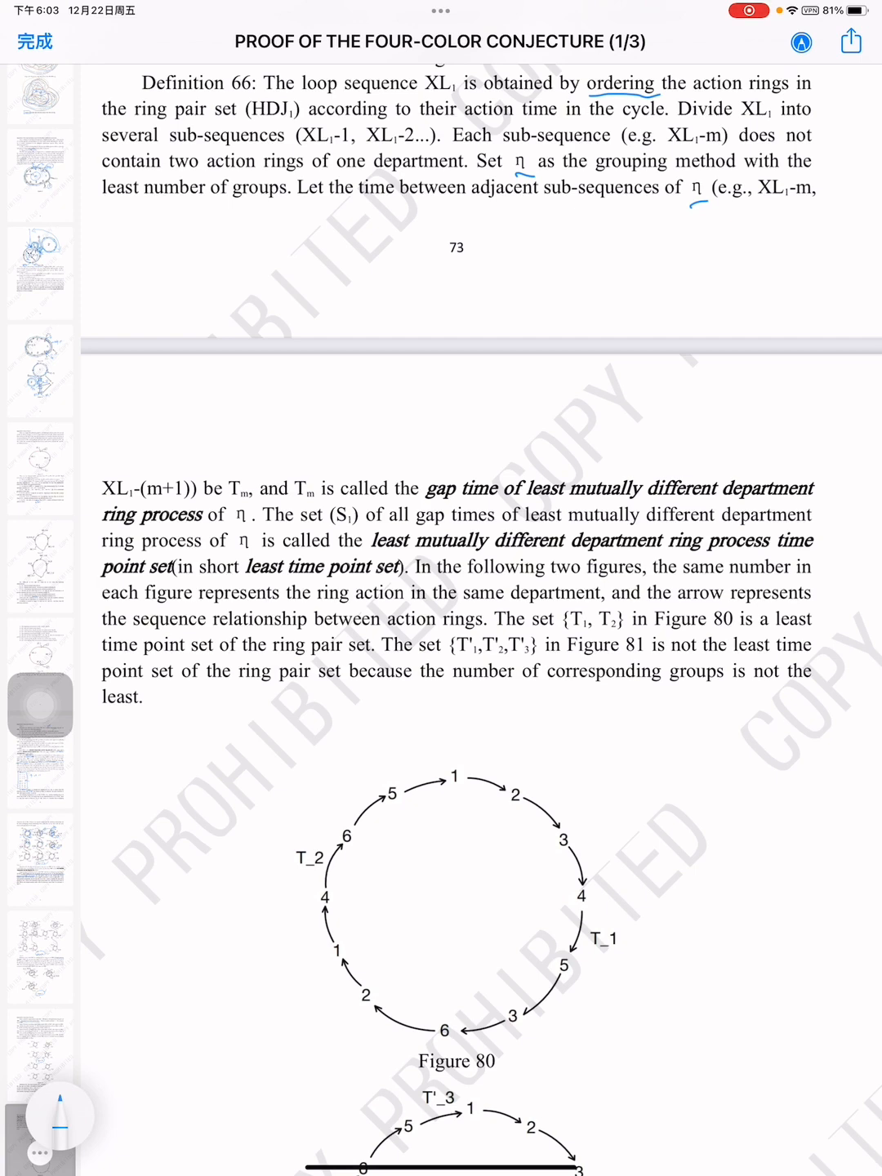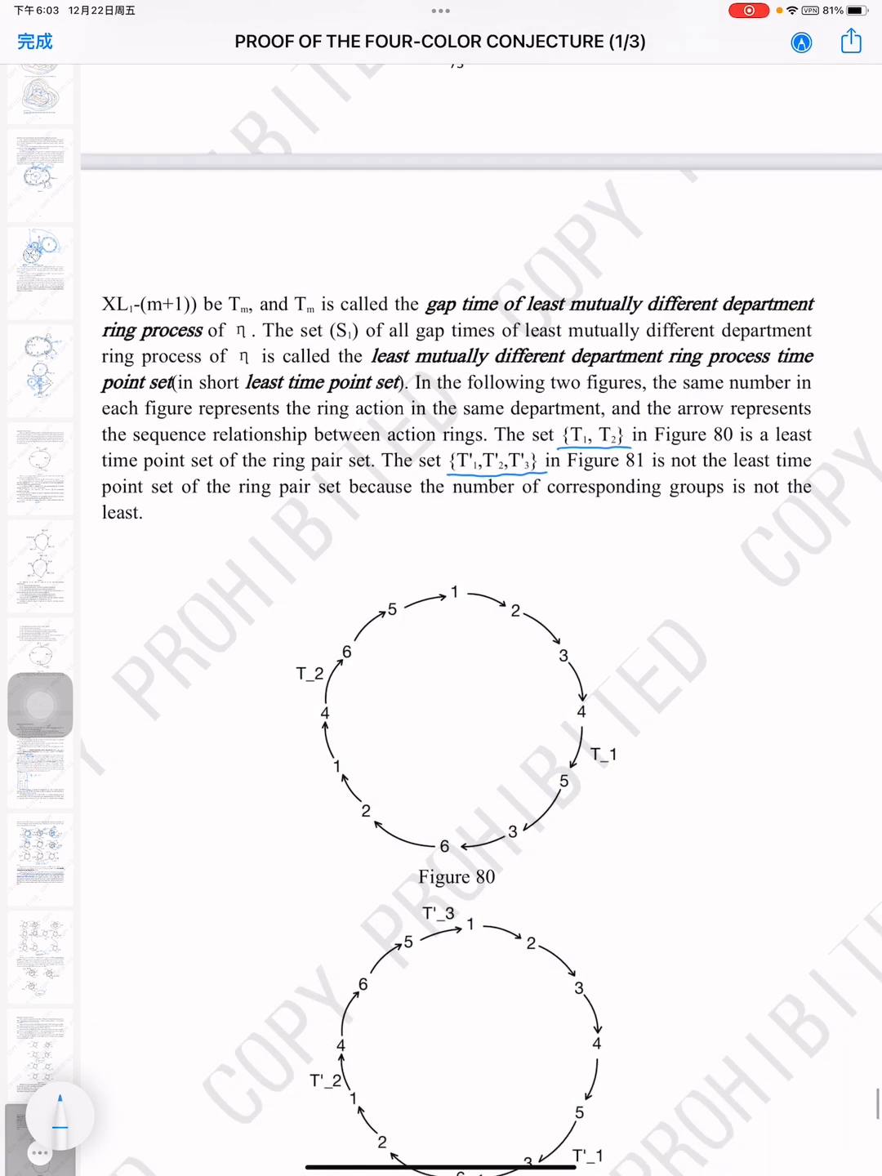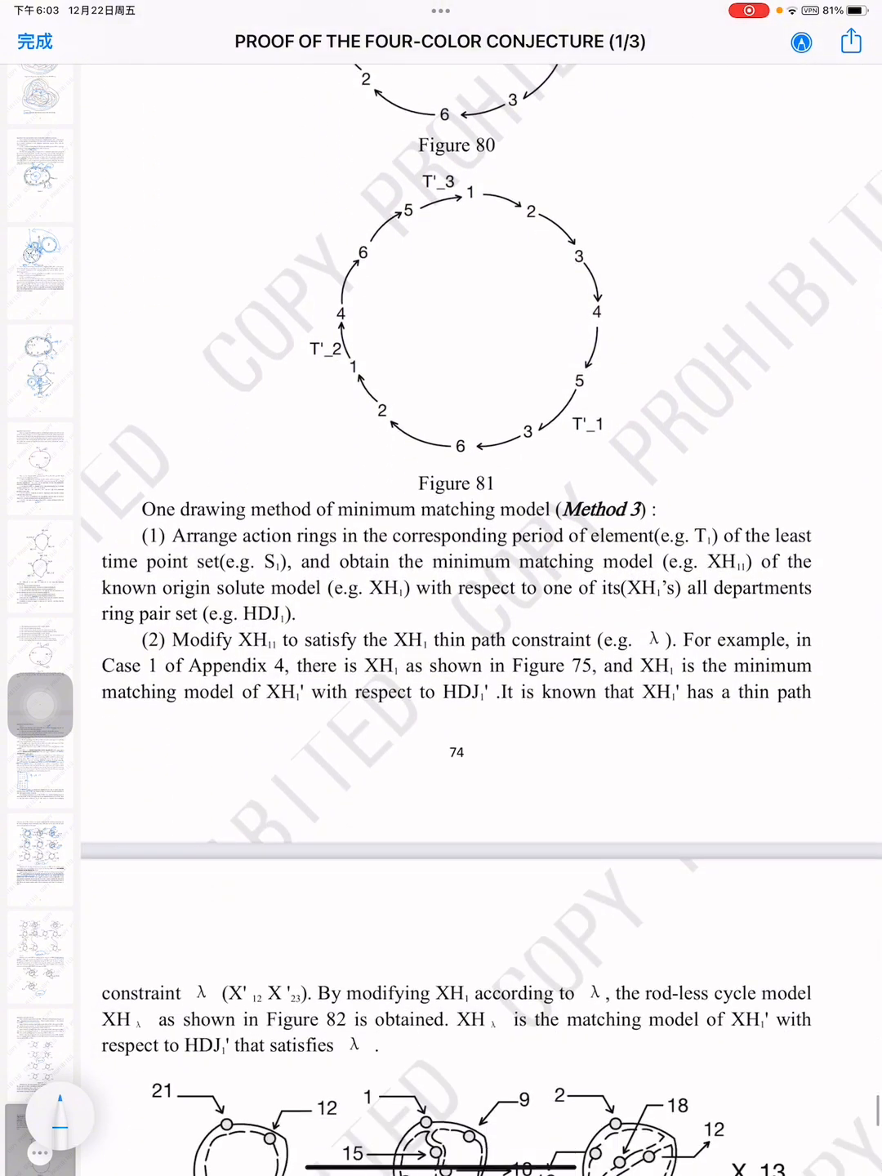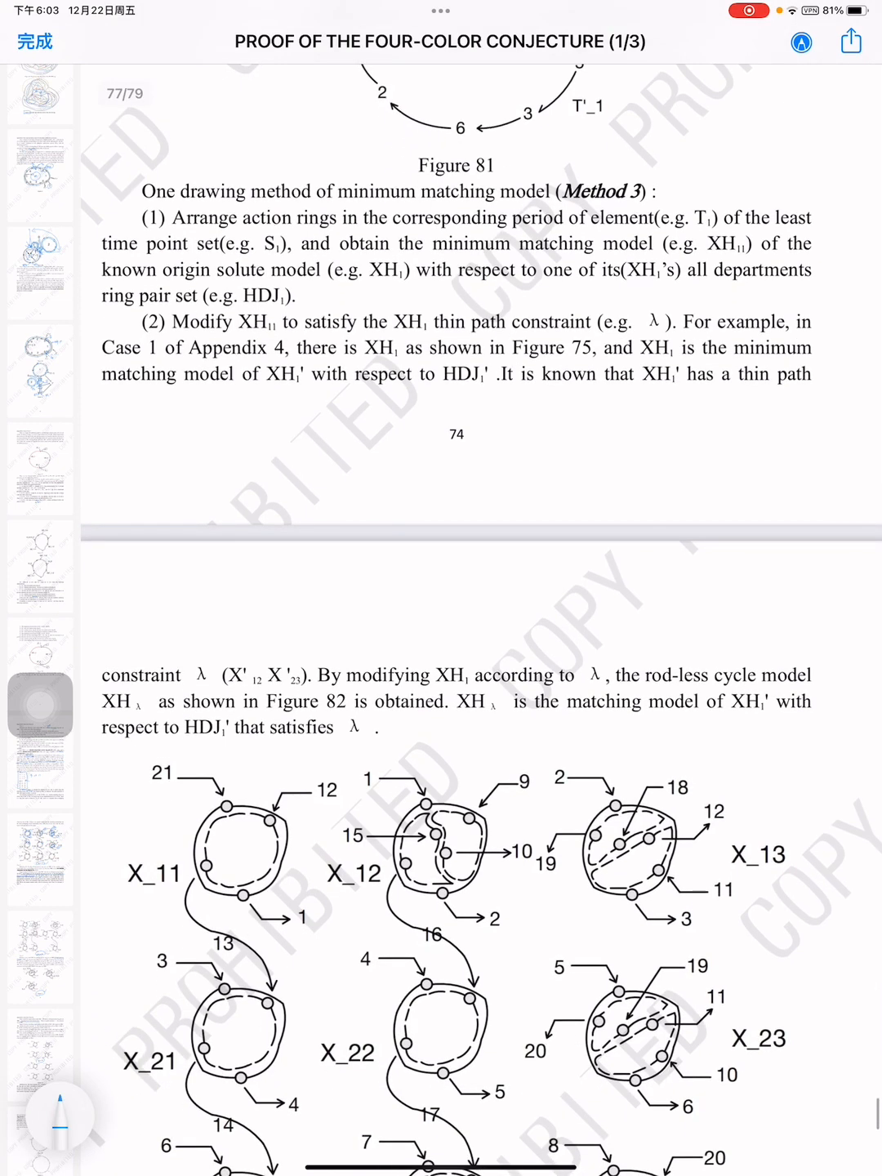The set, this, in figure 80, is a least time point set of the ring pair set. The set, this, in figure 81 is not the least time point set of the ring pair set because the number of corresponding group is not the least. One drawing method of the minimum matching model.